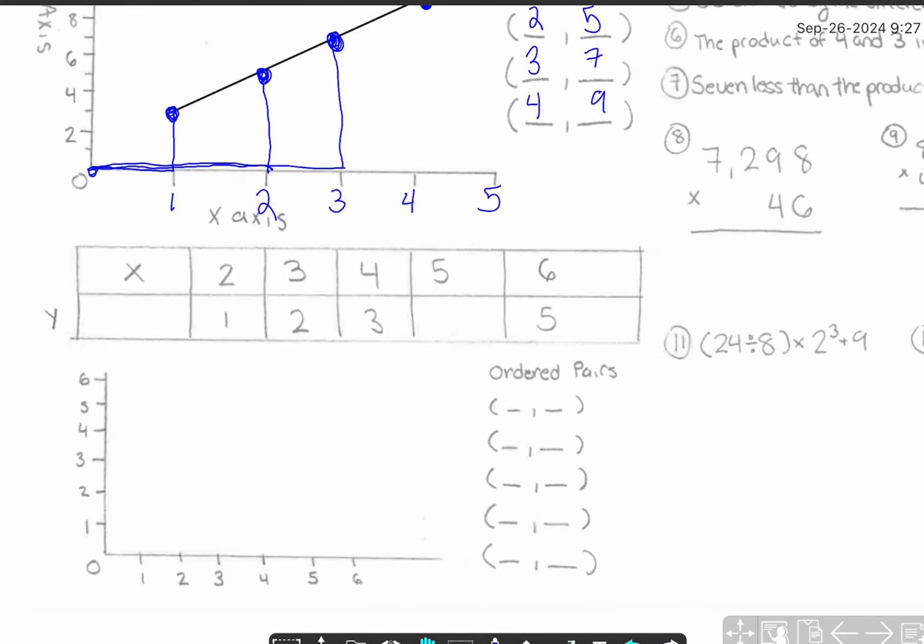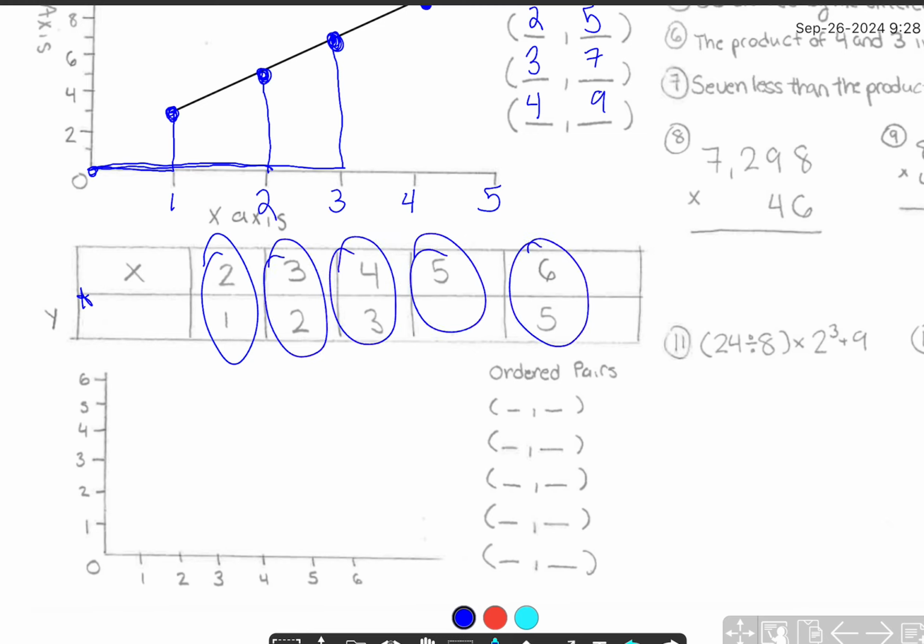Now this last one I want you to do completely independently. See if you can figure out the rule that goes in the box right here. See if you can make your ordered pairs. See if you can plot your ordered pairs and see what you get. So pause the video, then come back with me and see what you got. So before you can figure out where to plot the points, you have to figure out the rule.